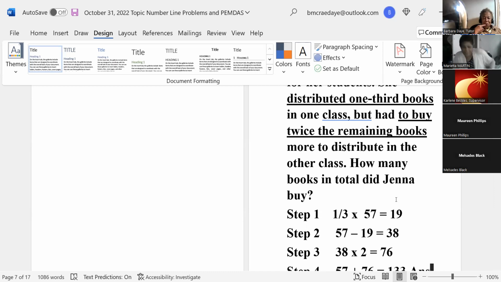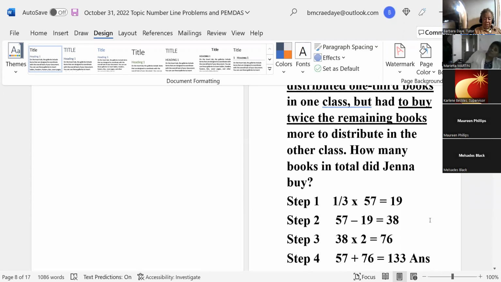Okay, so that's the multiplication. And then it says what? If she gave away 19 of the books, how many are left? Her original 57, subtract the 19. And then it says she had to buy twice the remaining. So 38 books left times 2, twice is 2. That's 76 books that she had to buy, right? And she started out with 57. 57 plus 76 is 133 total.